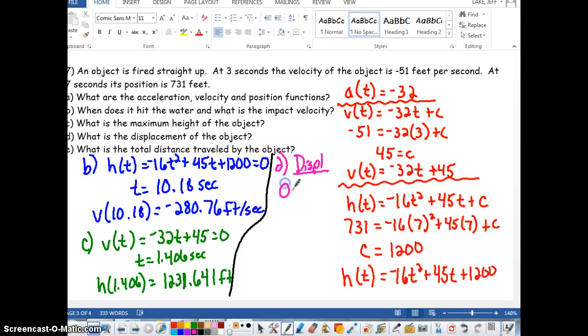So my displacement here is just going to be 0 minus, and then I have to figure out, well, where did I start? Well, the initial height is right here. The initial height is just your 1,200. If you took 0 and plugged it in to the height equation, you would end up with 1,200. So 0 minus 1200 is going to give me negative 1200 feet.